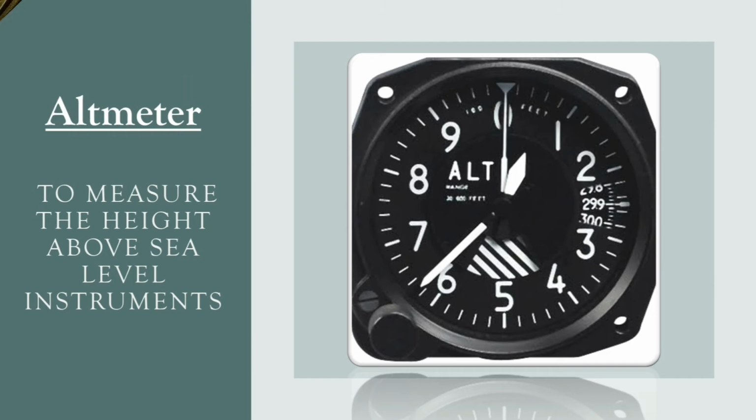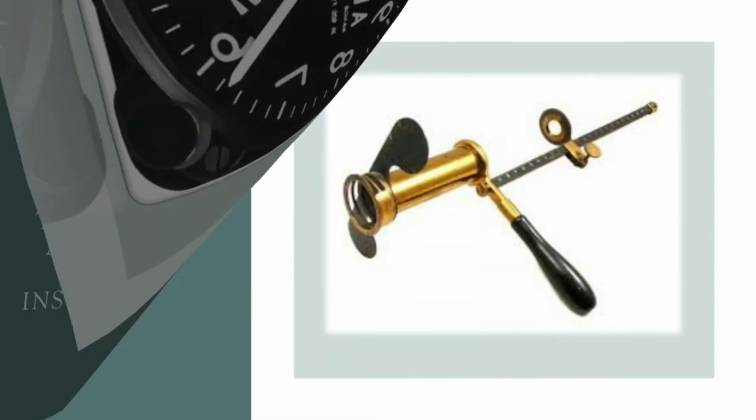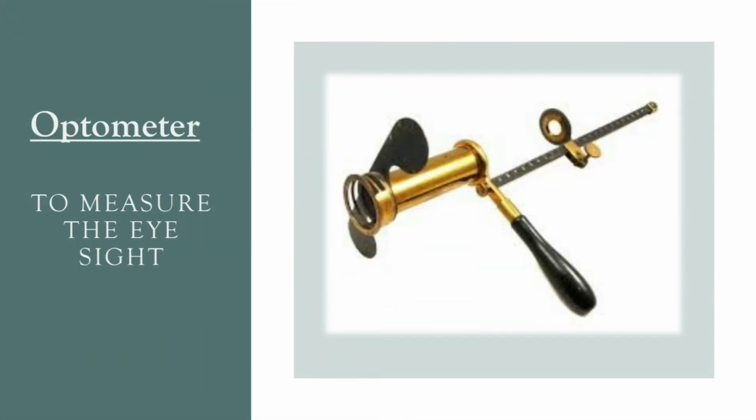First instrument is altimeter. To measure the height above sea level. So students, altimeter is used to measure the height of different objects above sea level. Next instrument is optometer. Optometer is used to measure the eyesight.